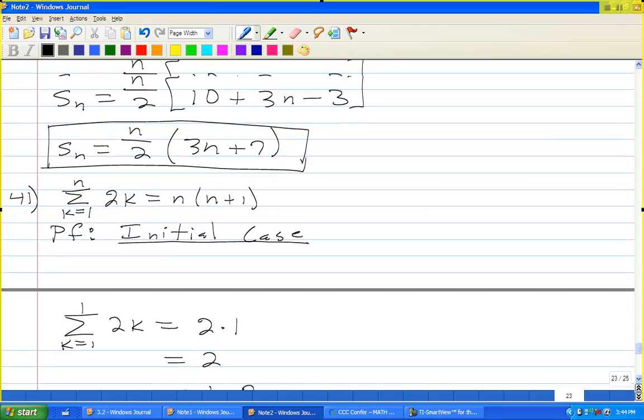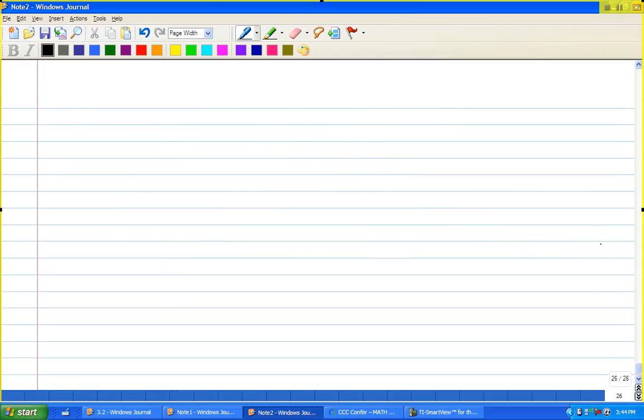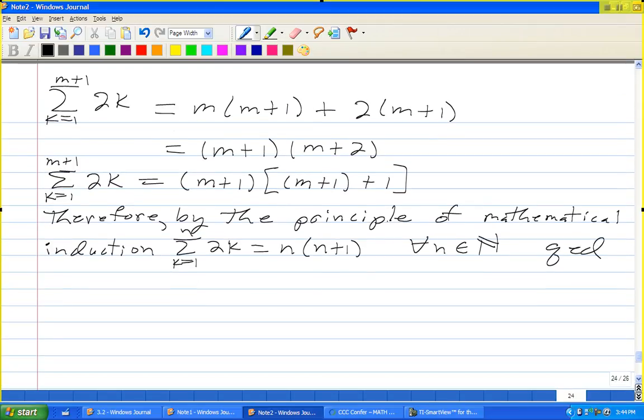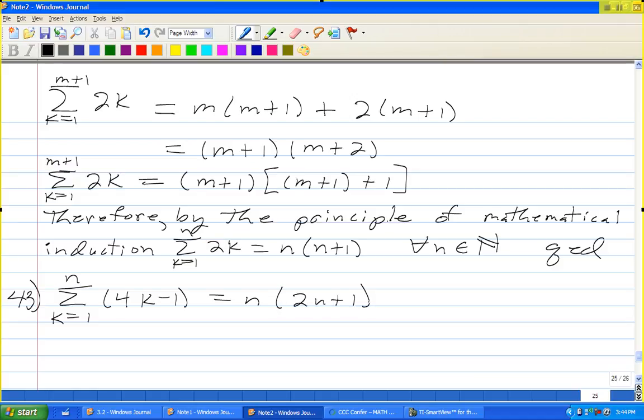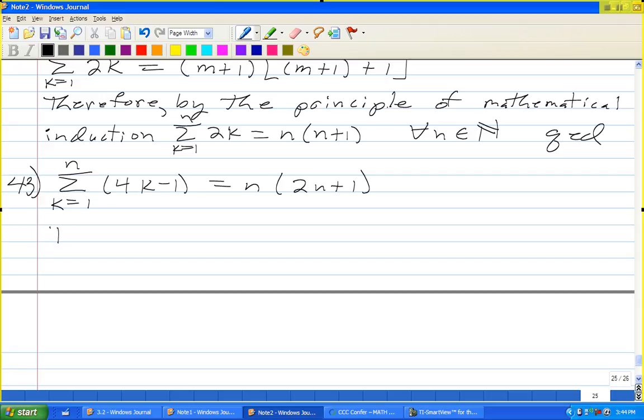Let's do problem number 43. I want to show that the sum k equal 1 to n of 4k minus 1 is just n times 2n plus 1. Okay, so let's do the initial case. So again, I'm going to prove this by mathematical induction. Let's do the initial case.